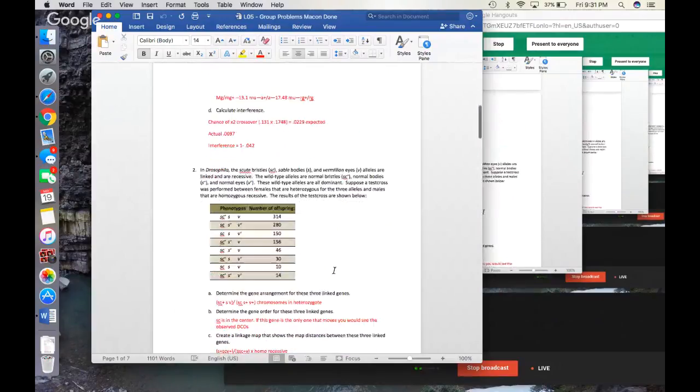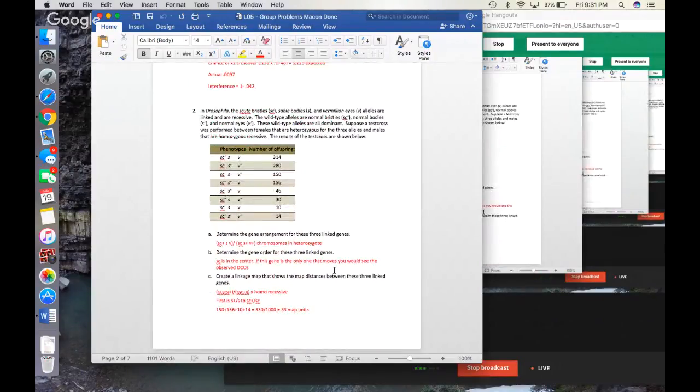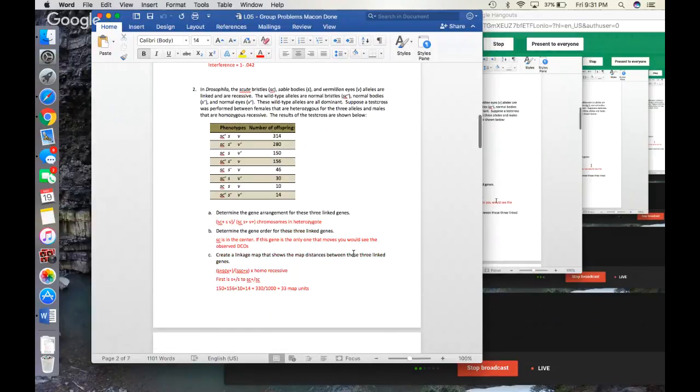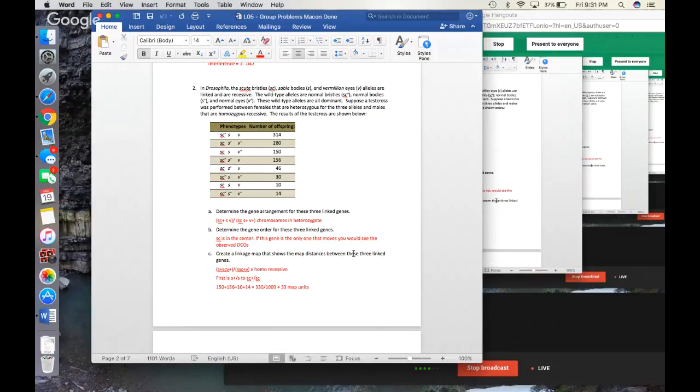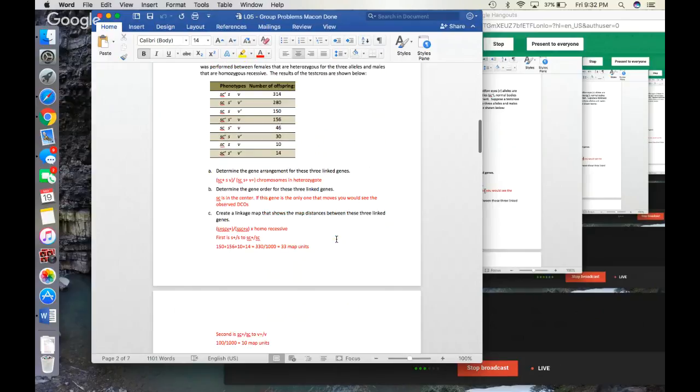And then for number 2, we address it the same way. We just look for the parent genotypes that come off with the most offspring. So the gene arrangements are going to be SC plus, S, and V, and then SC, S plus, and V plus. And then for the gene order, we're going to have SC be in the center. This is the only one that moves, because we can see that the SC is the one that creates the least number of offspring in that order.